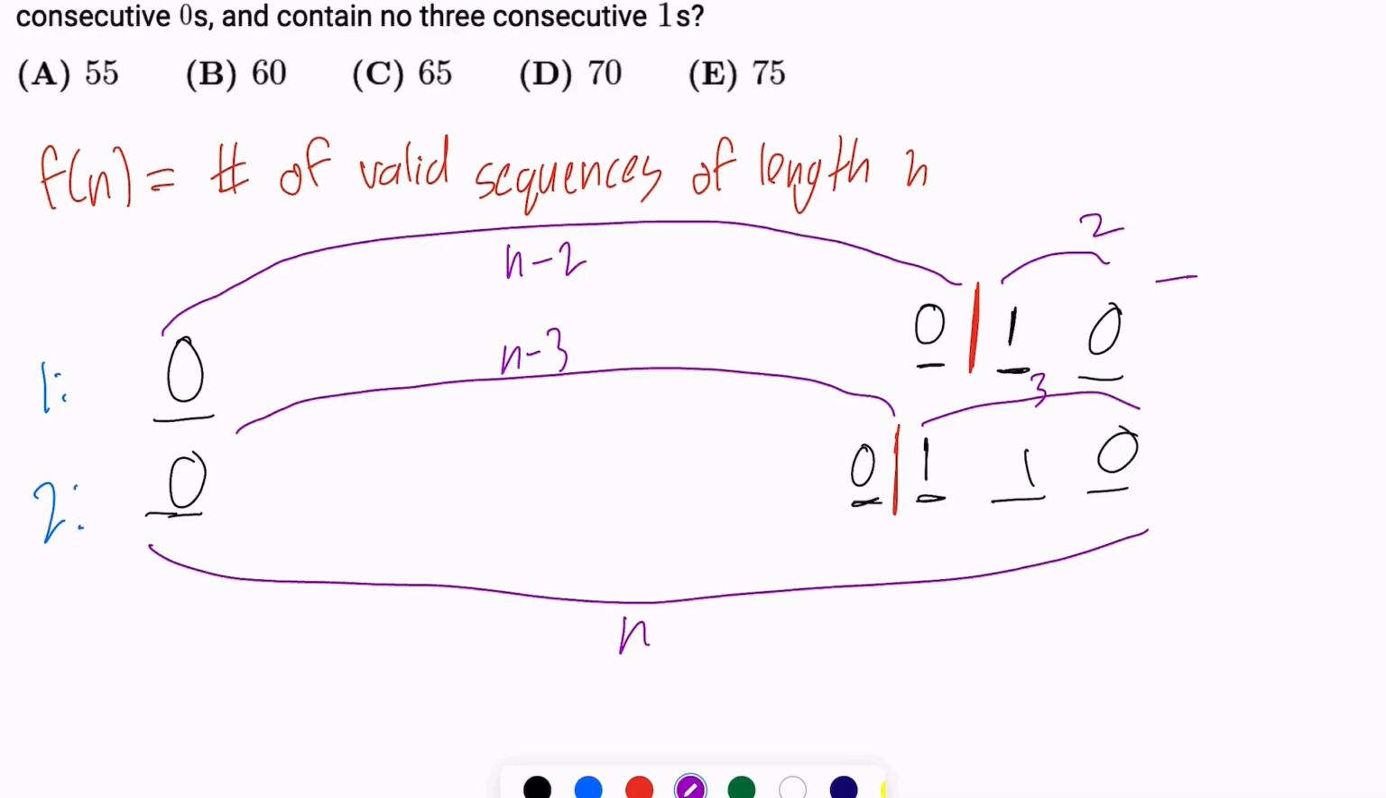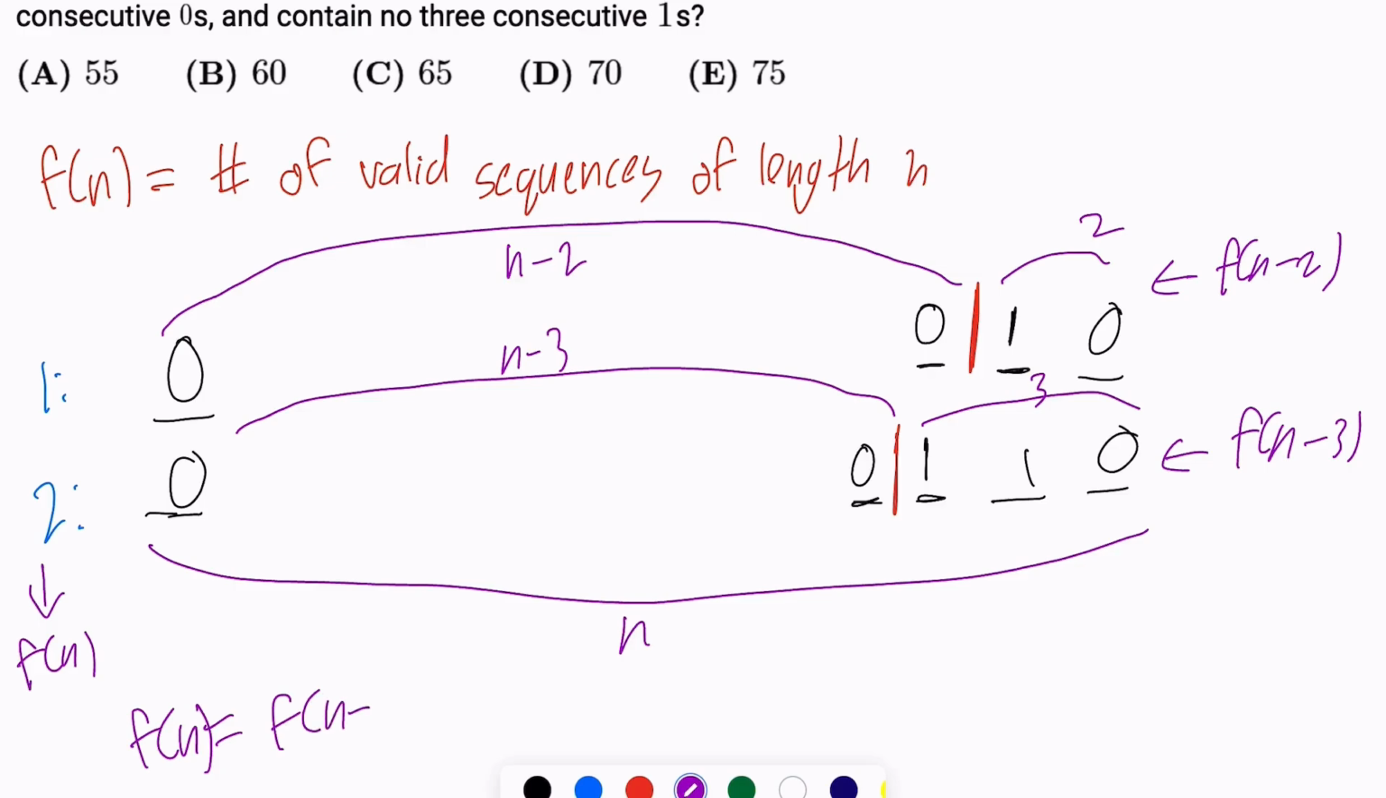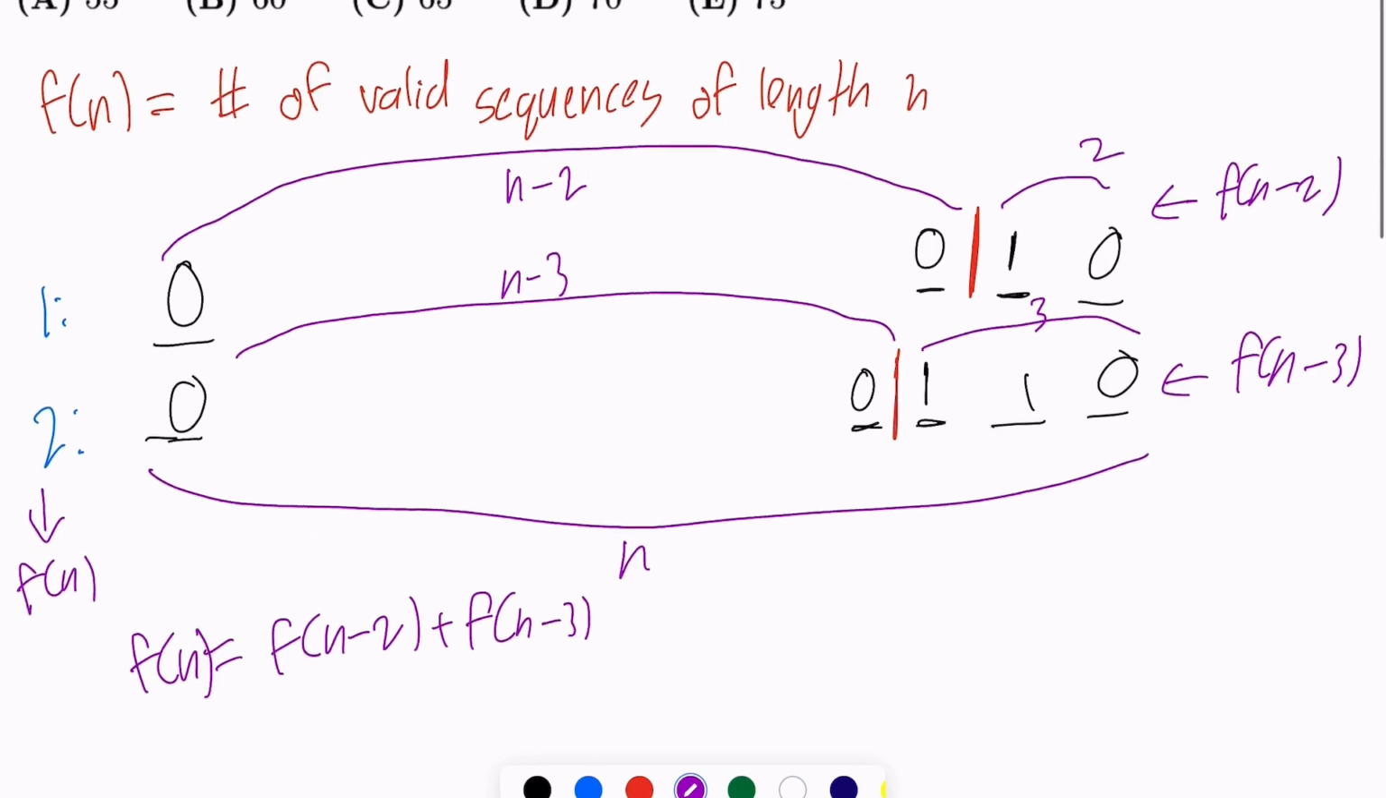So this is the same thing as f of n minus 2, and this is the same thing as f of n minus 3. And remember that the 2 cases combine to make up f of n. We've just established what the first 2 or 3 digits are respectively. So that means we can write f of n equal to f of n minus 2 plus f of n minus 3. Now we want to find what f of 19 is.